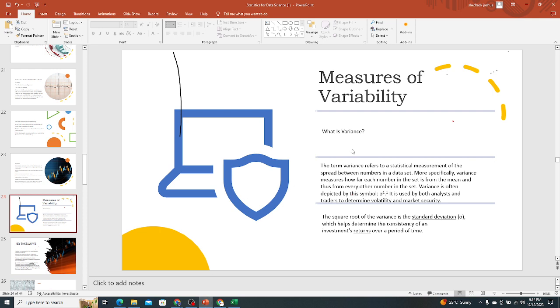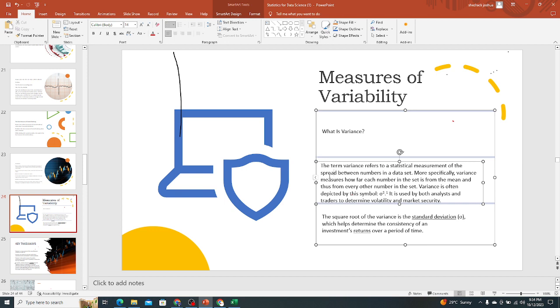Let's go to the notes. So what is variance? The term variance refers to a statistical measurement of the spread between numbers in a data set. So we are talking about the term variance, the statistical measurement of the spread. Now the spread, it's like the difference of the distance.